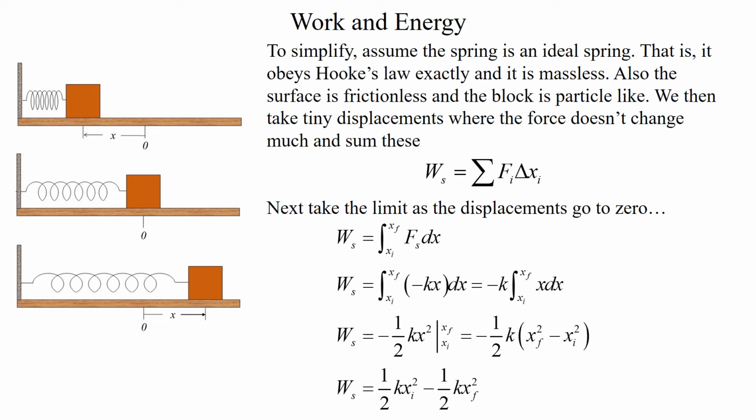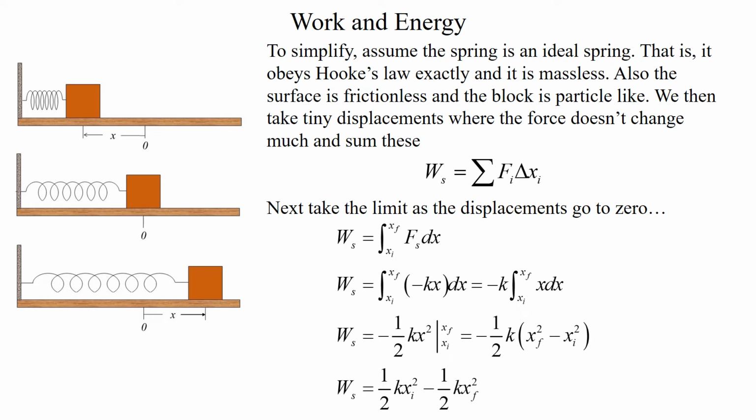So now we just plug in for the spring force, which is minus kx. So we have the integral of minus kx dx. The minus k, of course, is a constant, so we pull that out of the integral. And so we just have the integral of x dx. The integral of x dx, of course, is x squared over 2. So I have a minus 1/2 kx squared evaluated between the initial position and final position, which gives us minus 1/2 k times the quantity of x final squared minus x initial squared.